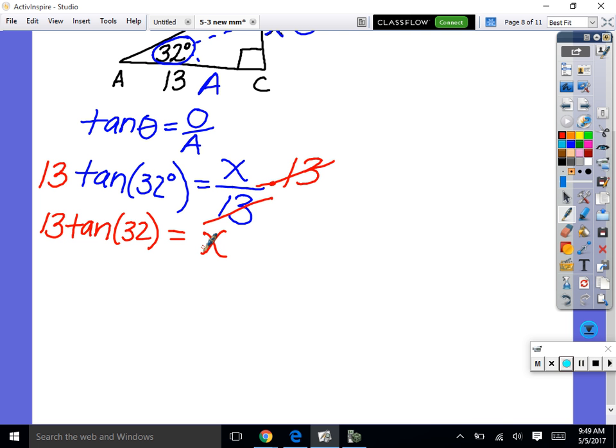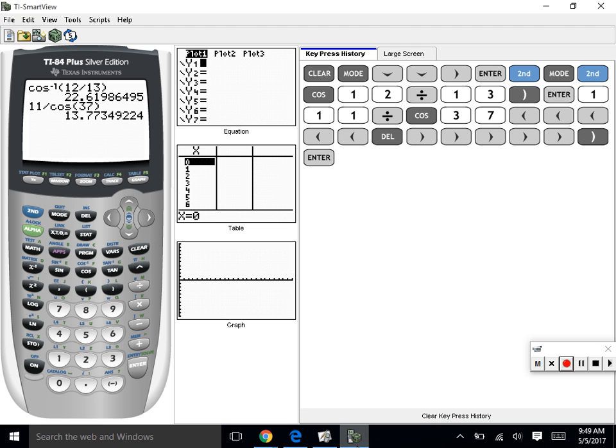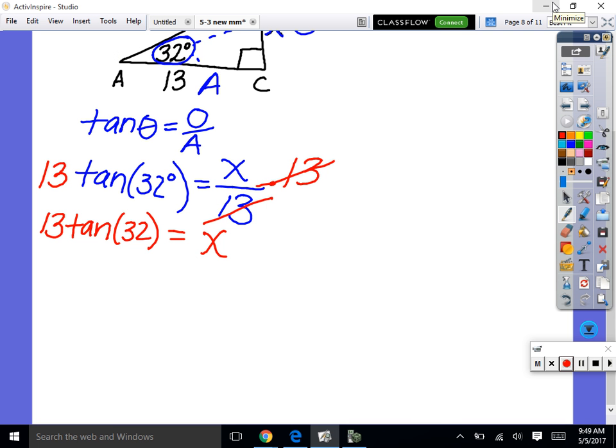Now look, we don't have to do any more work on this one. Do you see how x is solved for? X is alone, so you're done. You can just throw your hands up and say, yes. So then you'll type into your calculator 13 tangent of 32. So this one's algebra came out a little easier. 8.1. Very good. So x is equal to 8.1. Okay. We're going to do another one just to make sure we're good, and then I'm going to set you free.